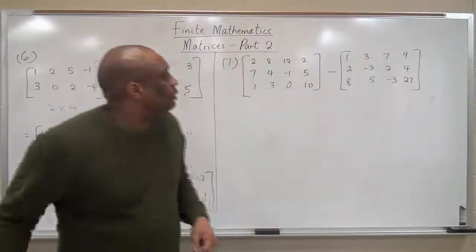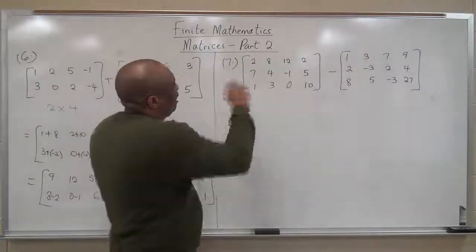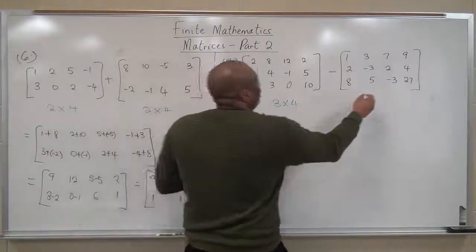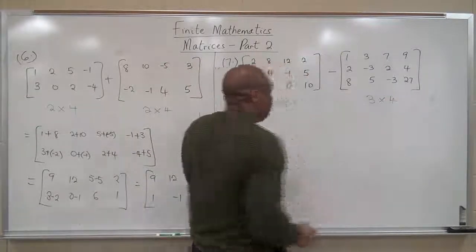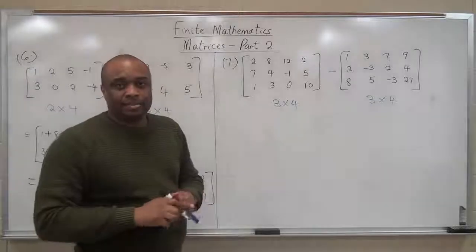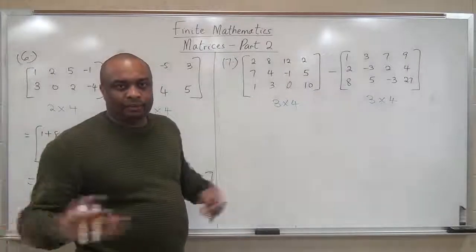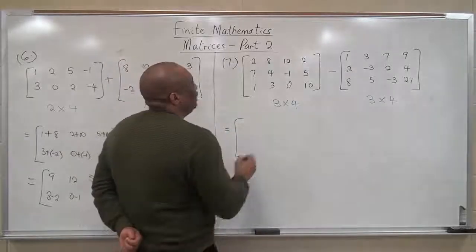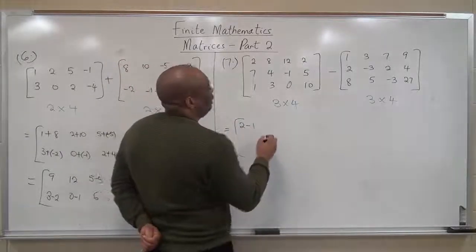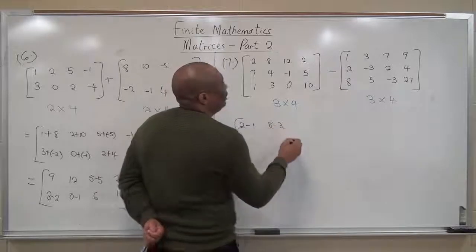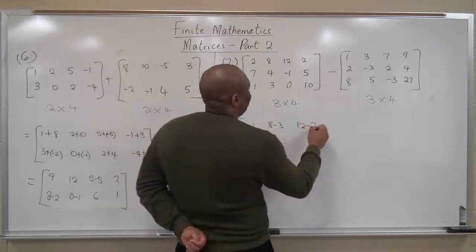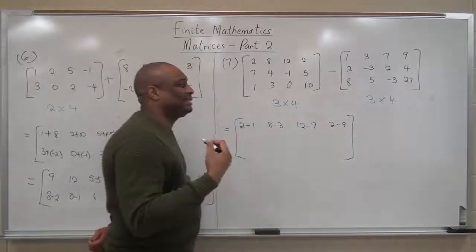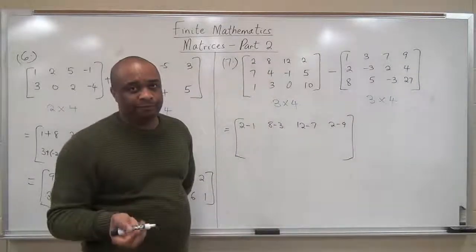Okay, so this is a 3 by 4, 3 by 4. They have the same size, so we go ahead and add them. This will now be 2 minus 1, 8 minus 3, 12 minus 7, 2 minus 9. You have to be very careful. This is simple, but you have to be careful.